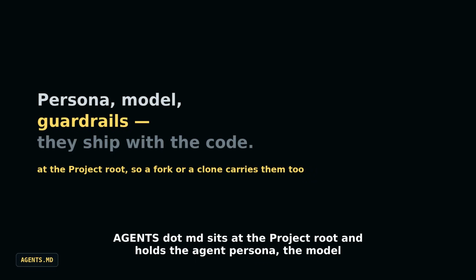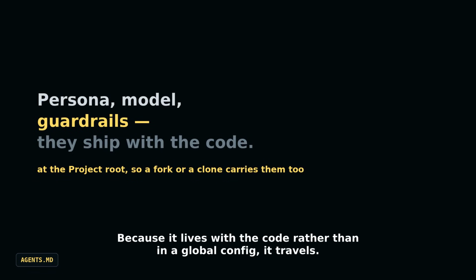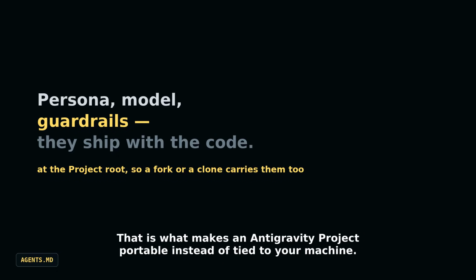AGENTS.md sits at the project root and holds the agent persona, the model defaults, the tool bindings, and your guardrails. Because it lives with the code rather than in a global config, it travels. Fork the project or hand it to somebody else, and the rules come along. That is what makes an Antigravity project portable, instead of tied to your machine.